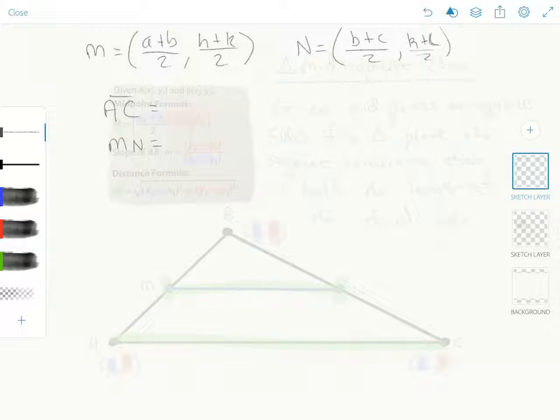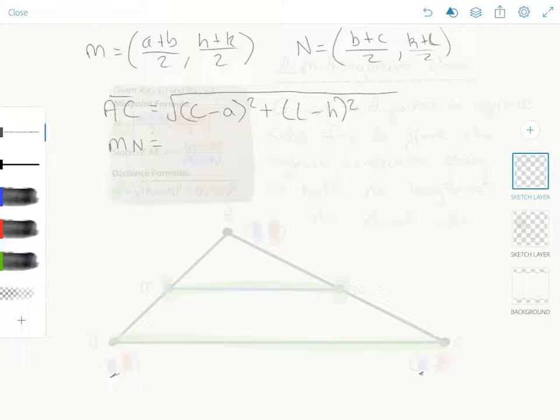The distance between A and C would be x2 minus x1. So there's my x2, there's my x1. So for AC, I'm going to have the square root of C minus A squared plus y2 minus y1, which will be L minus H squared. So that's the distance, or the length of AC, the distance between points A and C.